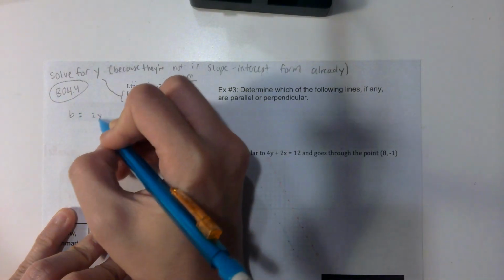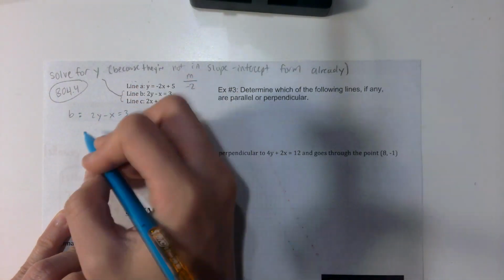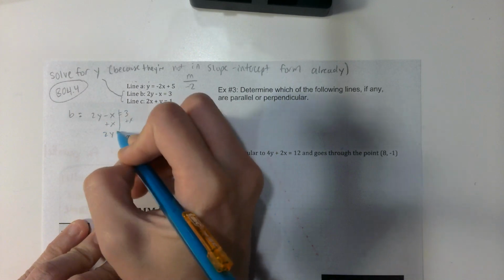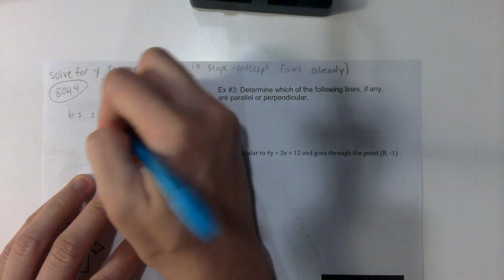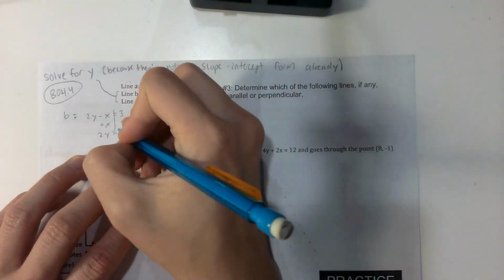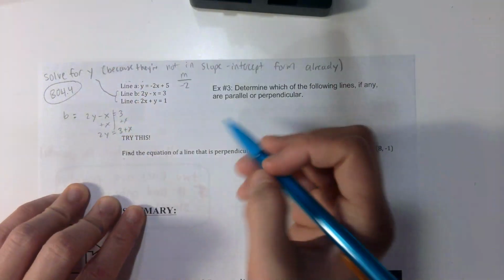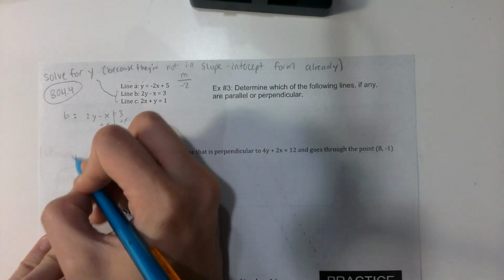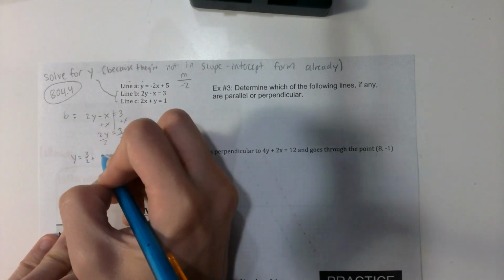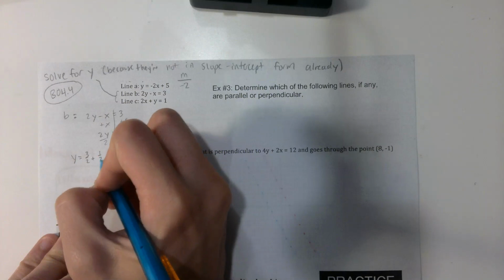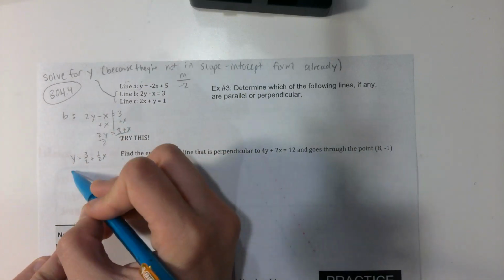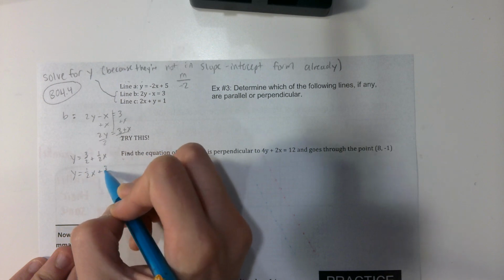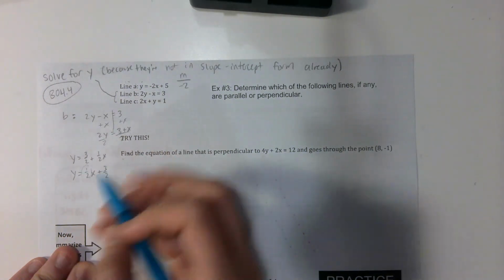Line B is 2y minus x equals 3. We're going to move the x to the other side. We get 2y equals 3 plus x. And then we divide everything by 2. So we get y equals 3 over 2 plus 1/2 x. So if we want to put this in slope-intercept form, we get y equals 1/2 x plus 3 over 2. And this is the slope. That's the only thing that matters.